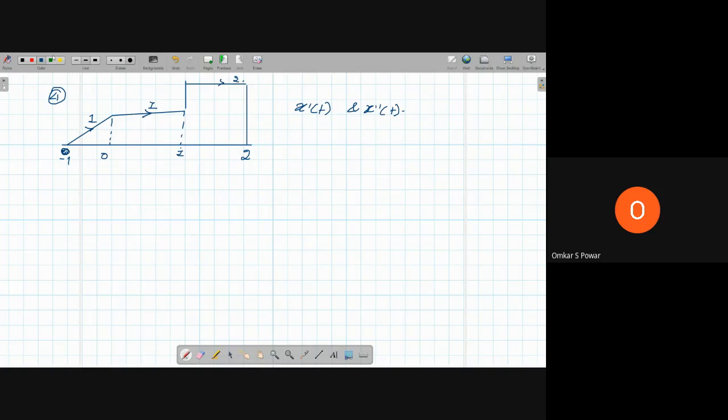Now first we will take x dash of t. In order to get x dash of t, first we will write the values -1, 0, 1 and 2. Observe this one. From -1 to 0, what have we got? An increasing ramp function. The derivative of the ramp is a unit step. So we get a unit step here.